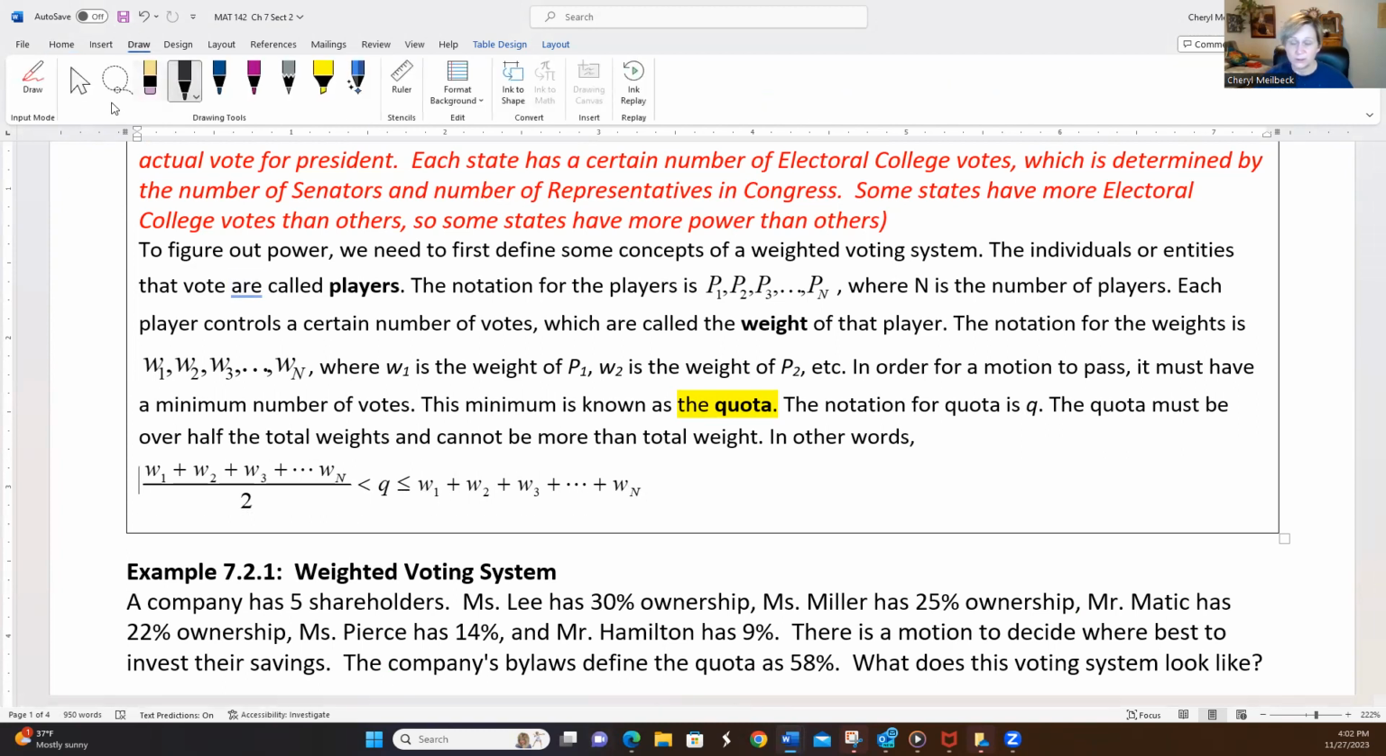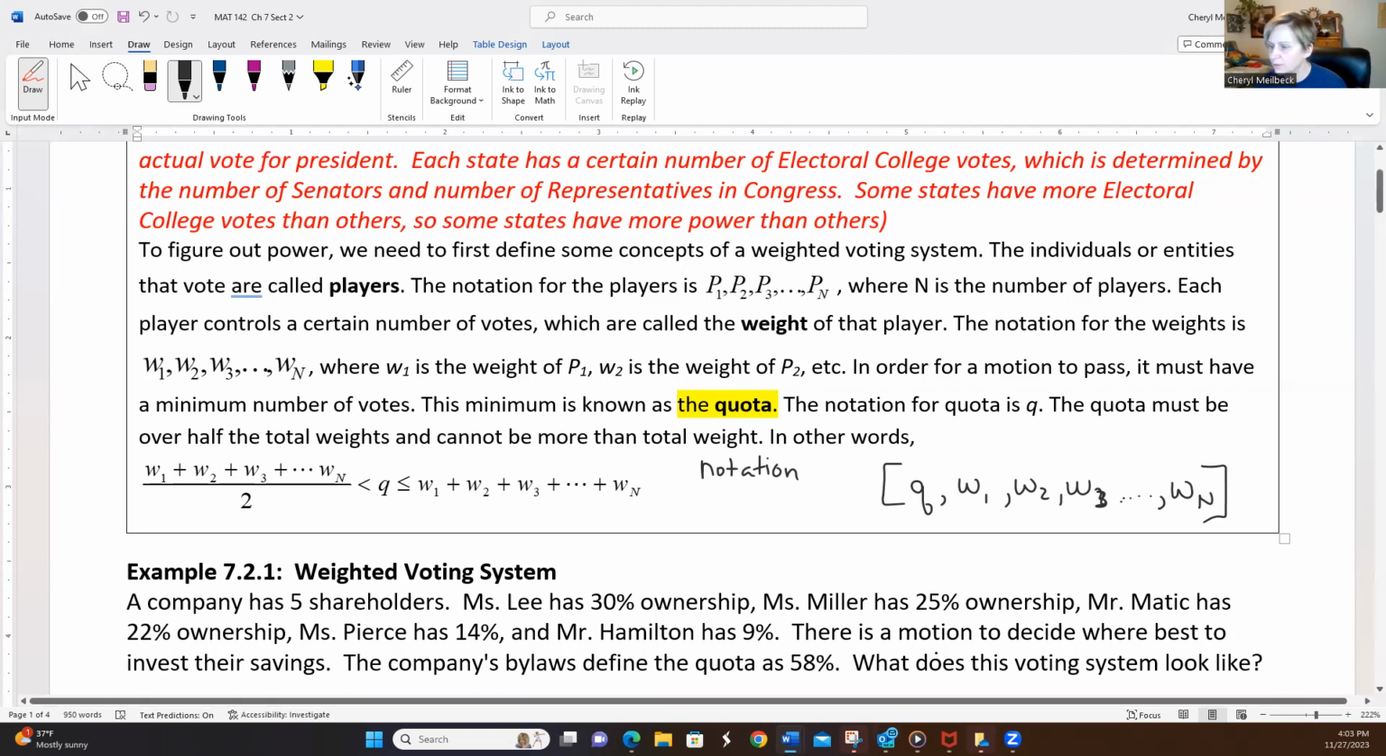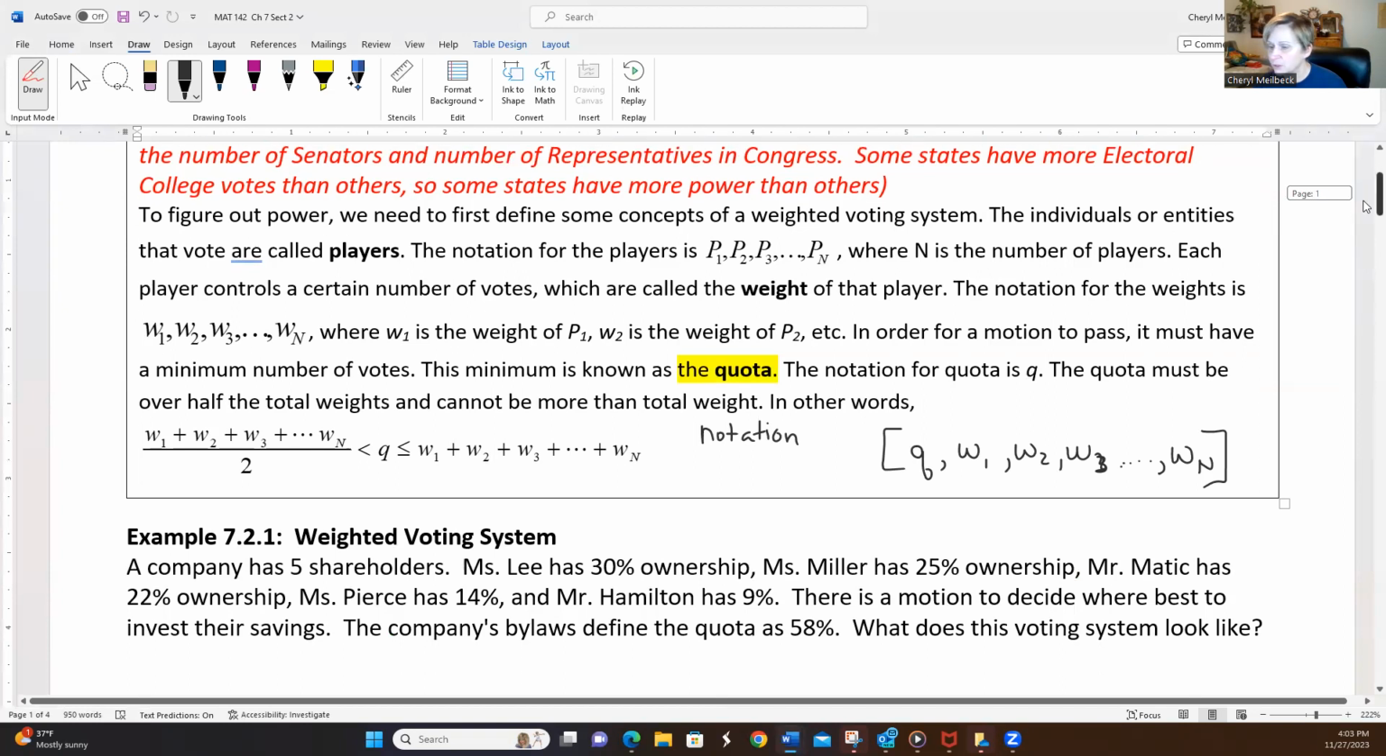And our notation for a weighted voting system is that we use the square brackets and we write the quota first, and then the weight of player 1, which will be the highest weight, and the weight of player 2, and player 3, all the way down to the weight of player n, which would be the player with the lowest weight. So this is how we represent a weighted voting system. Let's go to example 1.